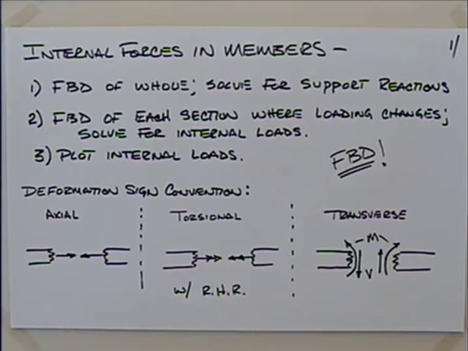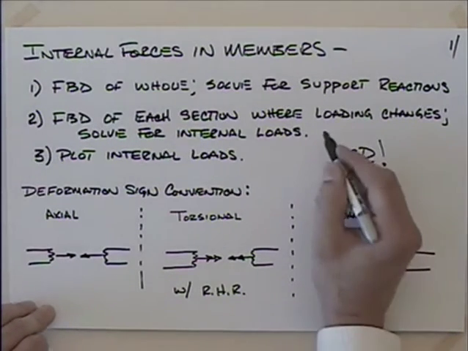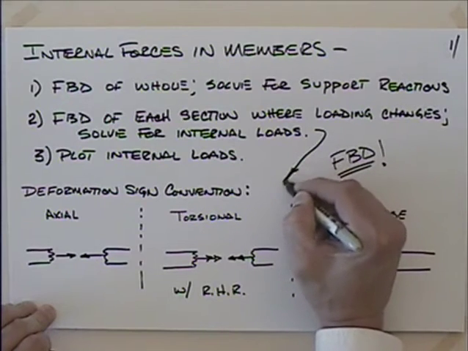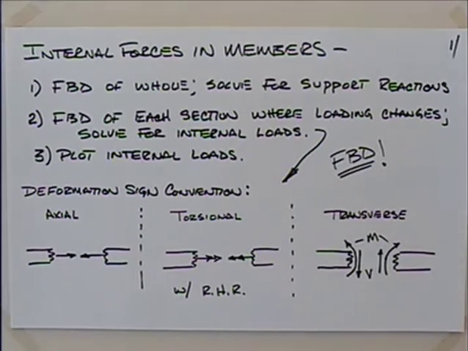So the process is we want to, one, draw a free body diagram of the whole thing and solve for support reactions. There's a few odd cases where maybe we could skip that step, but usually, and certainly as we're just starting out, we want to solve for the support reactions. And then the second one is a free body diagram of each section where the load changes and solve for the internal forces. And with this one is where we're going to have to put the internal forces in the right direction. And that leads us into the deformation sign convention.